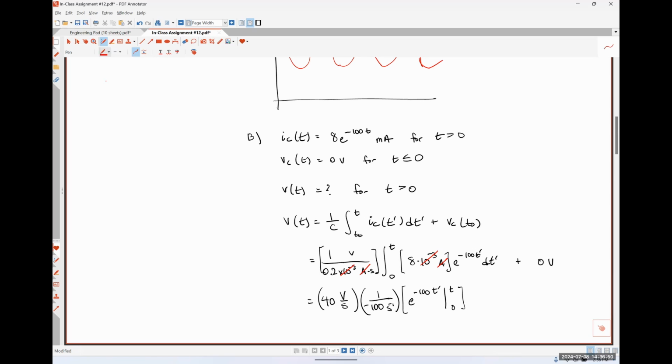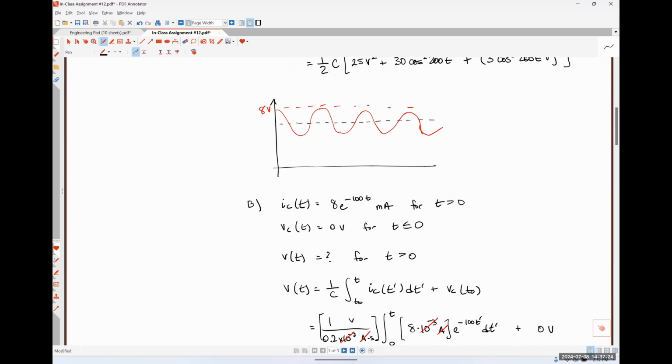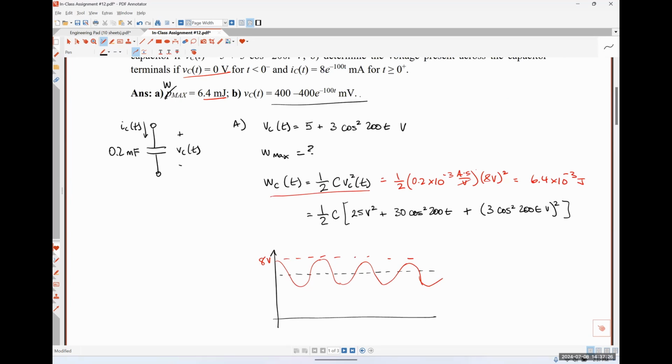So just looking at the units here, seconds and per seconds cancel. 40 divided by negative 100 is going to look like negative 0.4. So I'm going to have negative 0.4 volts multiplied by e to the minus 100t minus 1. So that's going to look like 0.4 minus 0.4 e to the minus 100t volts, which is the same thing as we have up here, except I expressed it in millivolts instead of volts.